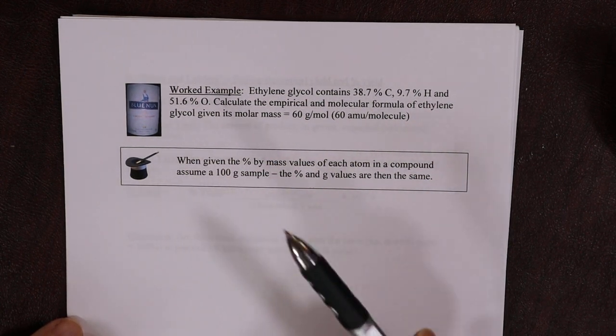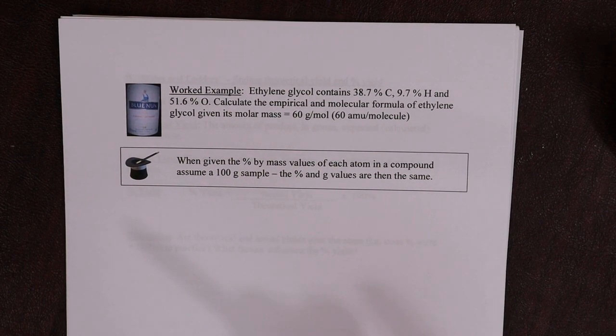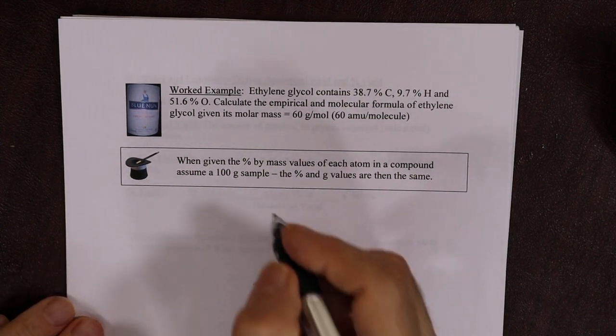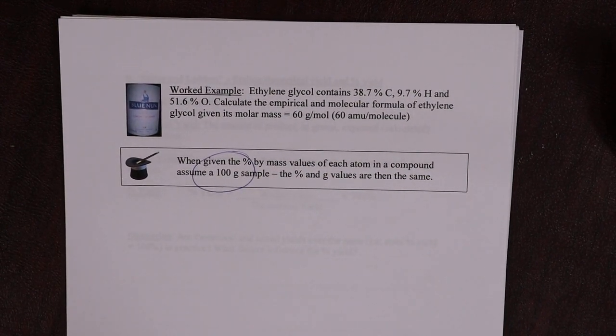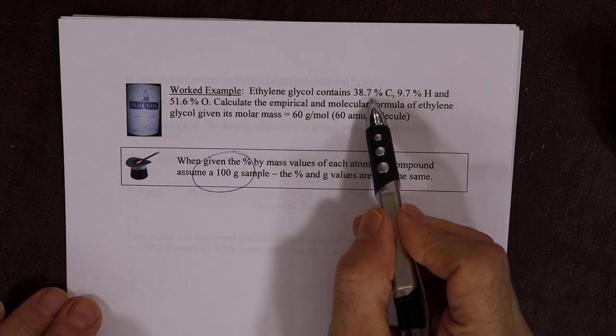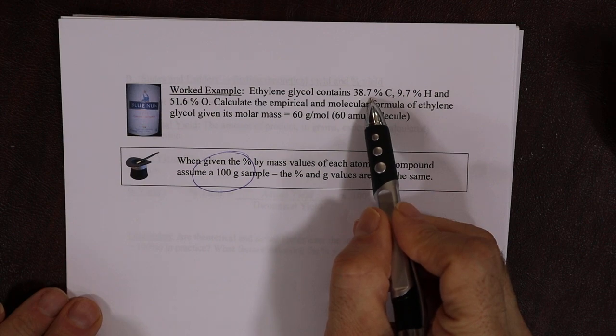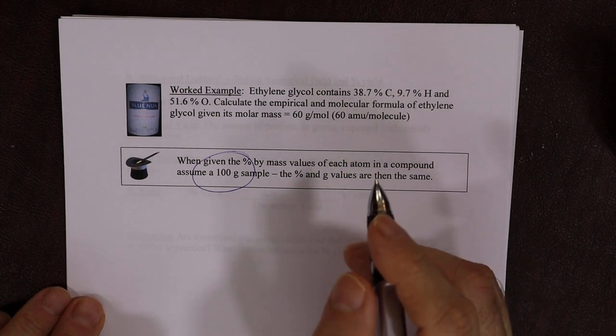Now here's the thing. I can send any mass of sample I want to the nice people in New Jersey. I choose to send them 100 grams. If I send them 100 grams of sample through the mail, what does that mean? Well, what's 38.7% of 100 grams? It's 38.7 grams. Oh, that's the trick.